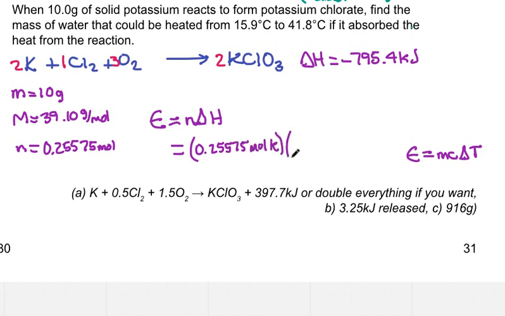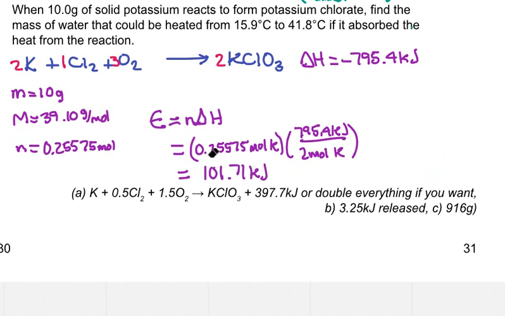moles of K times, our reaction says we get 795.4 kilojoules for every 2 moles of K. 2 moles of potassium. Multiply that together, 795.4 divided by 2, and we get the energy released is 101.71 kilojoules. Okay, so now the question is, if you have 101.71 kilojoules, how much water can you heat up, as described there?